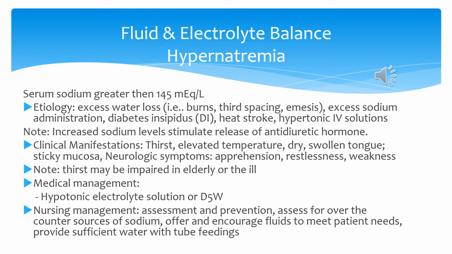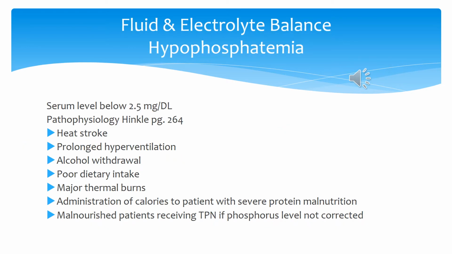In the exemplar hypophosphatemia, the serum level is below 2.5 milligrams per deciliter. Hypophosphatemia may occur during the administration of calories to patients with severe protein-calorie malnutrition. This syndrome can be induced in any person with severe protein-calorie malnutrition, like patients with anorexia nervosa or alcoholism, or even older debilitated patients who are unable to eat. Marked hypophosphatemia may develop in malnourished patients who receive parenteral nutrition if the phosphorus loss is not corrected.